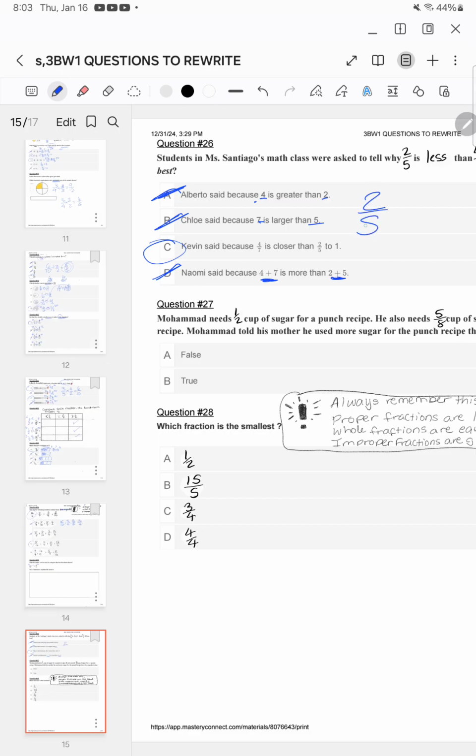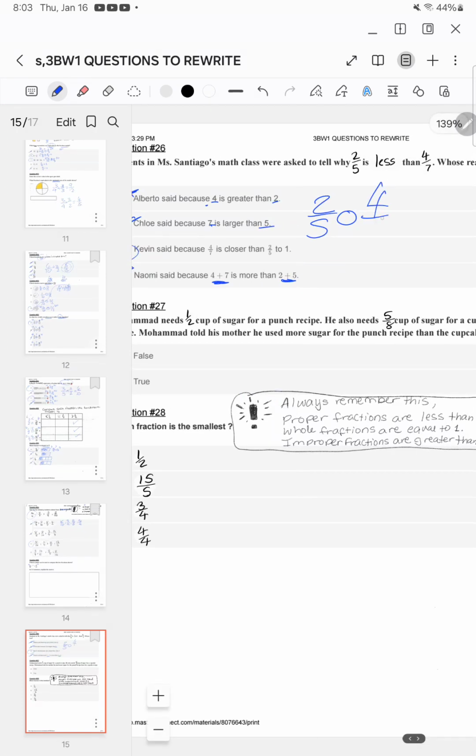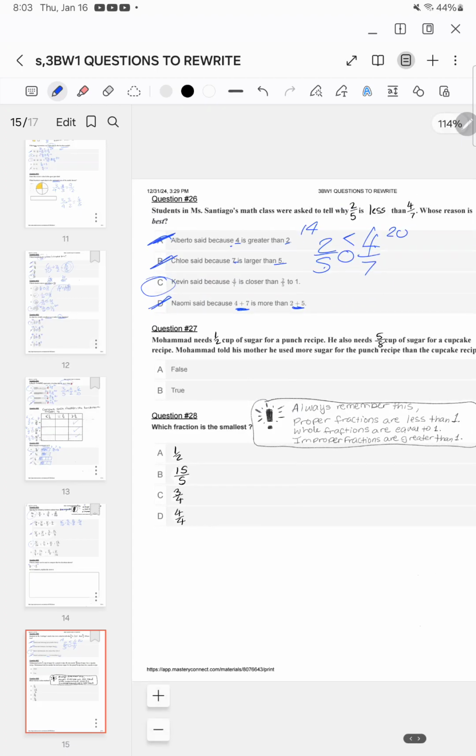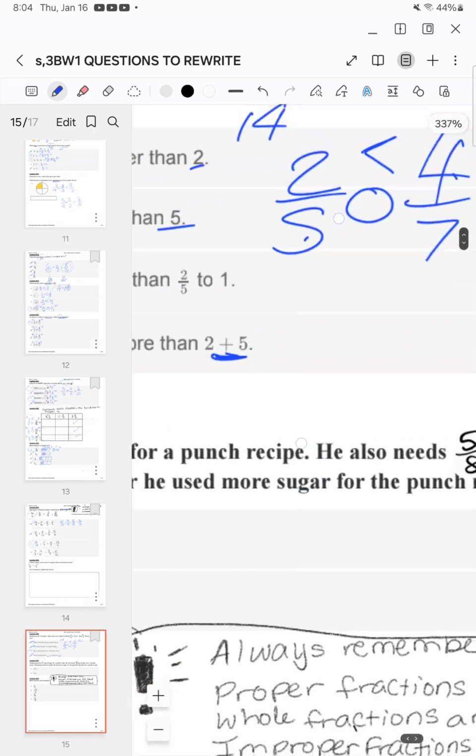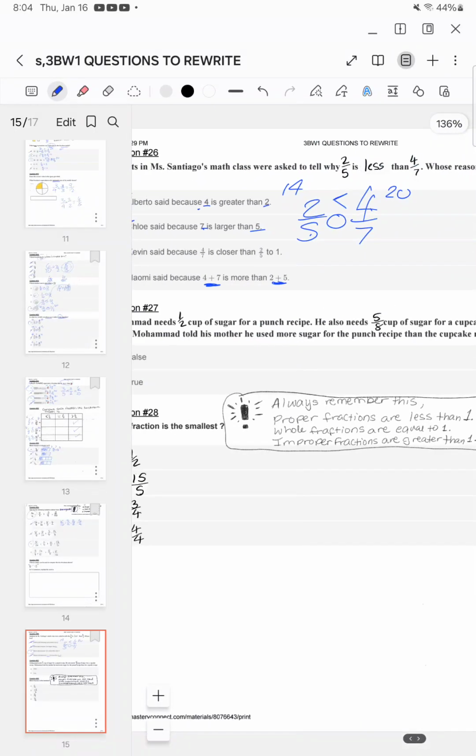Now, if I also look and compare this, 5 times 4 is 20, 2 times 4 is 8. I can also see that this fraction, so yeah, 4/5 is actually closer to 1. That means it's a bigger fraction. It's greater than 2/5. And as you see, the alligator mouth does eat 4/7.